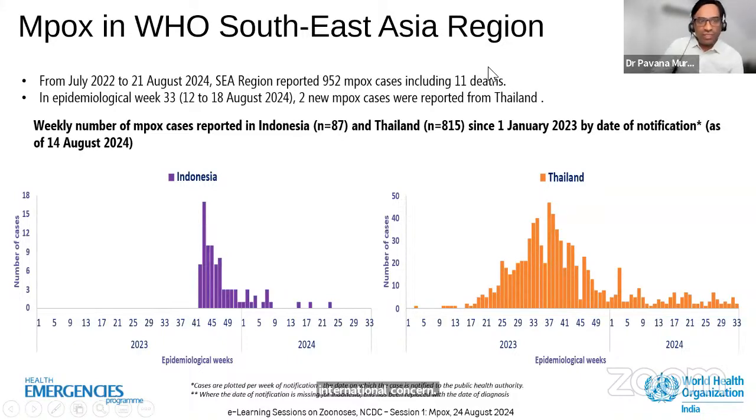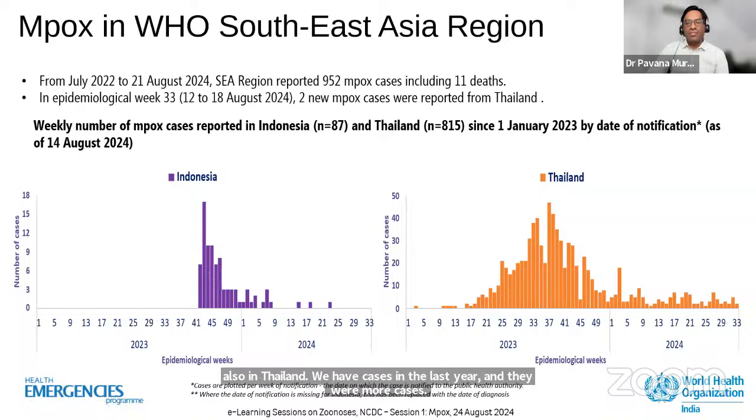Now, if you see some of the cases in the WHO Southeast Asia region, you can see that we do have cases. This is actually clade 2, which is in Indonesia. Last year, we had cases. And also in Thailand, we had cases last year, and there were more cases in the 33rd to 37th week. And cases continue to be reported even in 2024. And in the week of 12 to 18th August 2024, we had 2 cases being reported from Thailand.